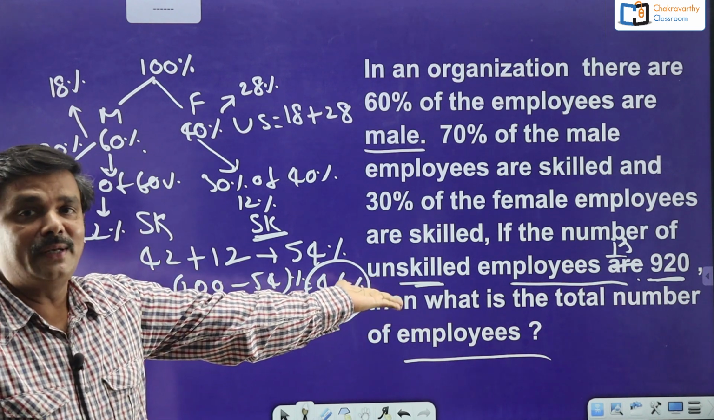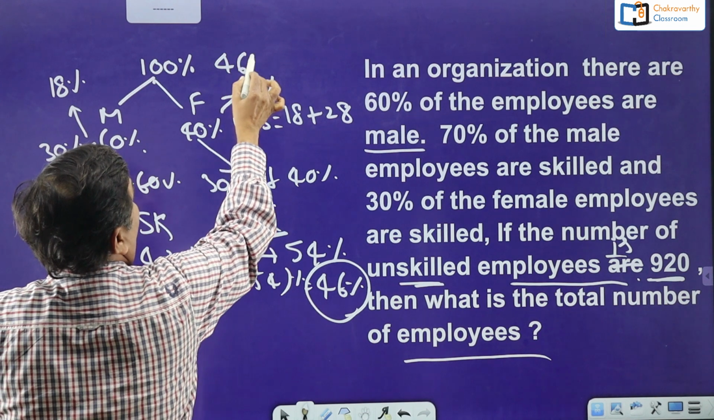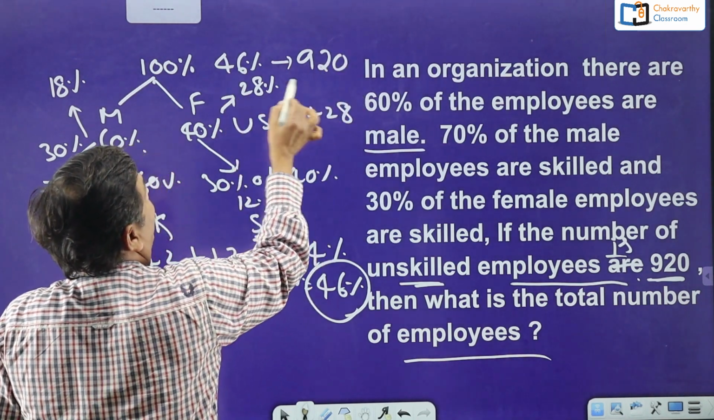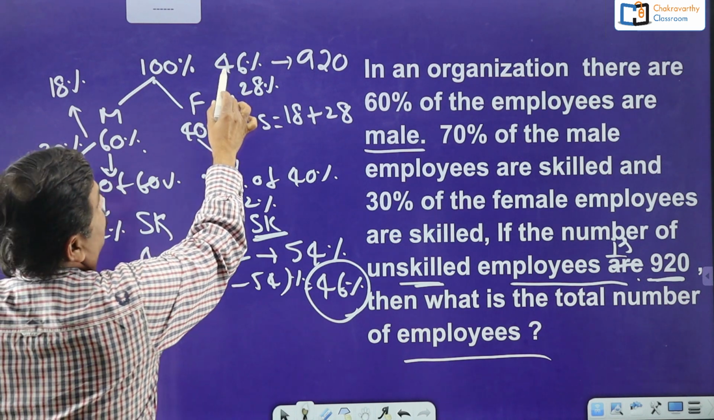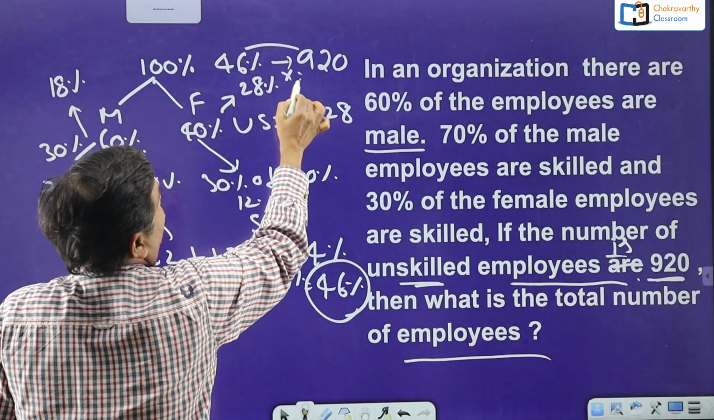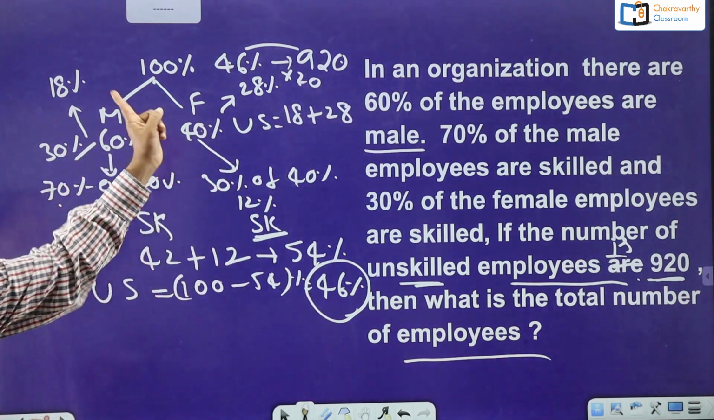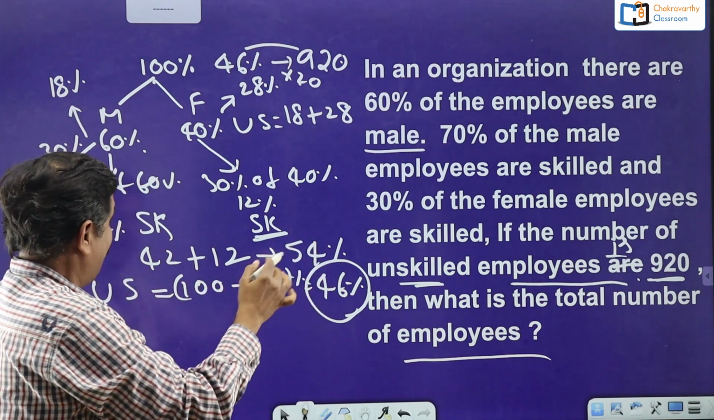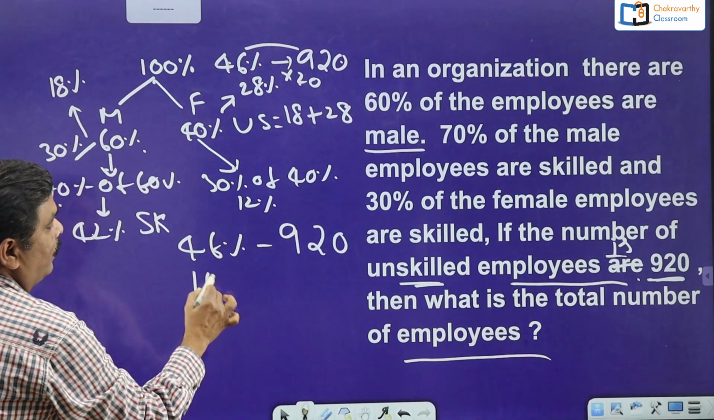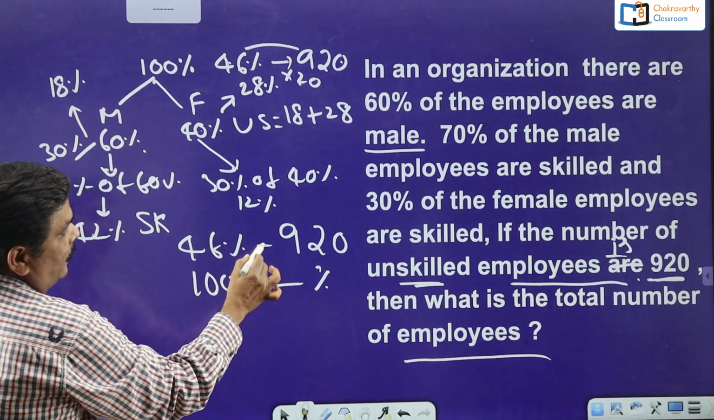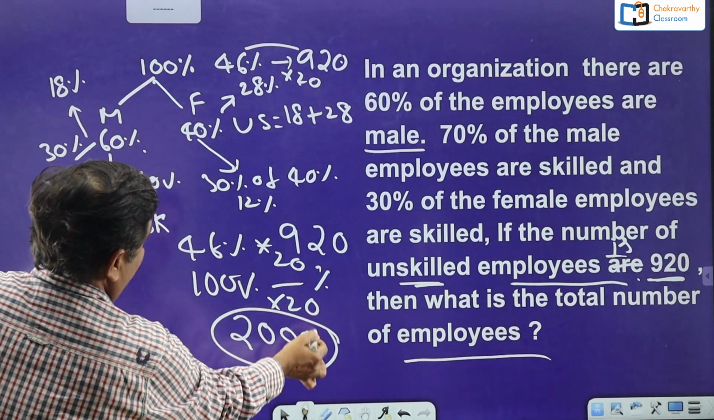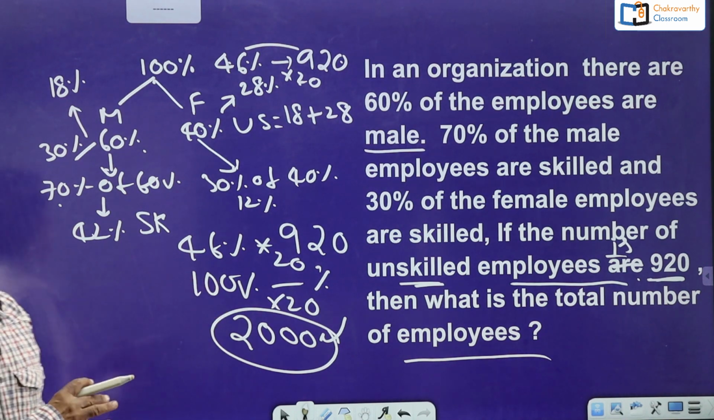Now, what's the final step here? Simple one. 46% of the employees is equal to 920. 46% is equal to 920, and 100% is equal to how much? So just multiply this one. 46 times 2 is 92, so that means multiply by 20. 46 into 20 is 920. Now 100 into 20, because I need 100%. 46% is equal to 920, 100% is equal to how much? 100 into 20 is 2000, that is my answer. Three zeros, 2000 is my answer. The total number of employees is 2000. How simple this question is.